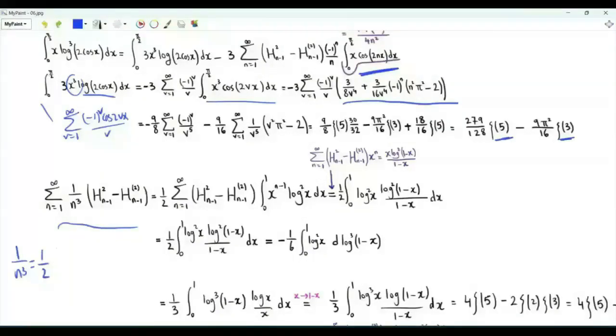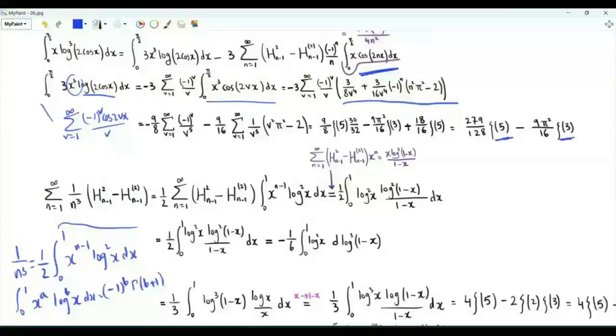1 over n cubed is 1/2 integral x from 0 to 1 of x to the n minus 1 times the square of log x. Recall that integral x from 0 to 1 of x to the a log x to the power b is minus 1 to the b gamma of b plus 1 over a plus 1 to the power b plus 1. This is a special case. So we use this integral representation for 1 over n cubed. Then we interchange the order of operations.